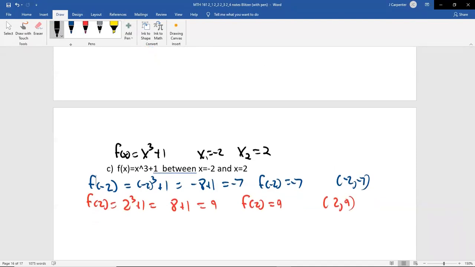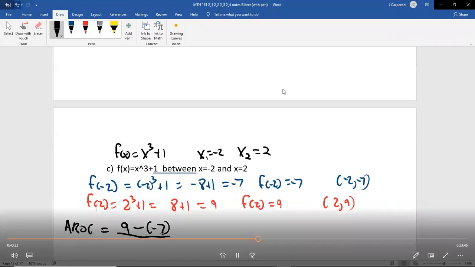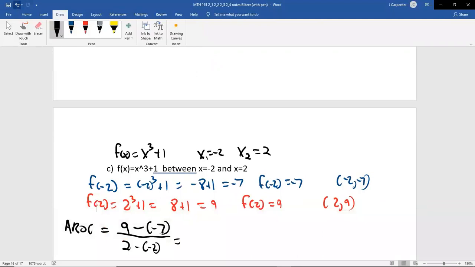So our average rate of change will be the f of x2 minus the f of x1 over the x2 minus the x1. So that's the 9, that's the f of x2, the output of the second point, minus the output of the first point, which was the -7, double negative. I'll check my numbers, make sure I'm not making any simple mistakes. Then over x2 minus x1, the x2 was the 2, the x1 was the -2. 2 minus -2, which is 9 plus 7 over 2 plus 2, which is 16 over 4, which is 4.